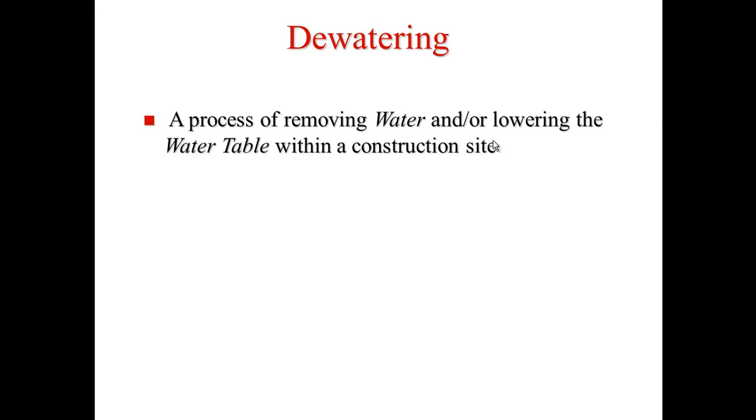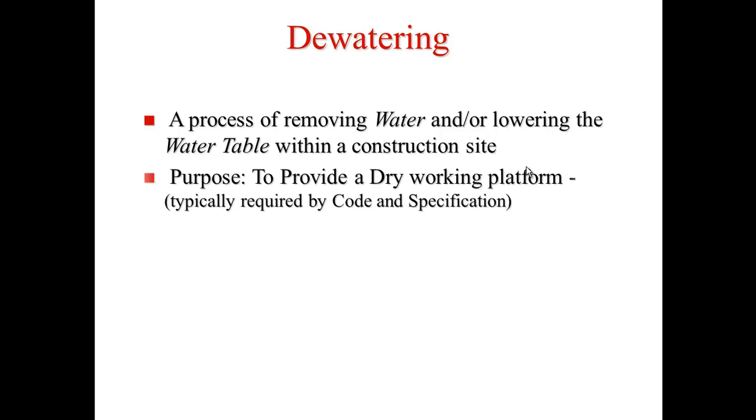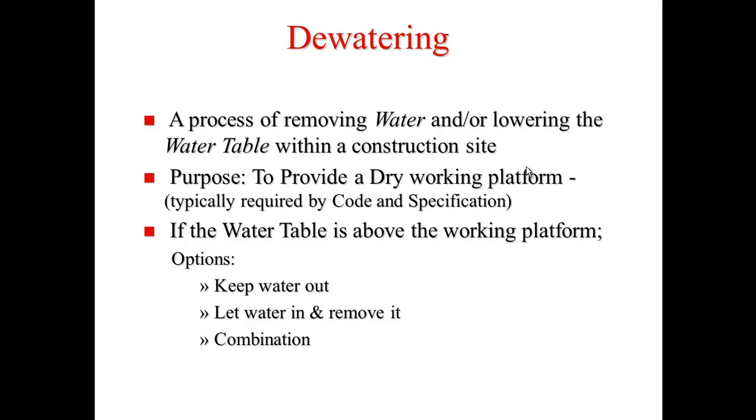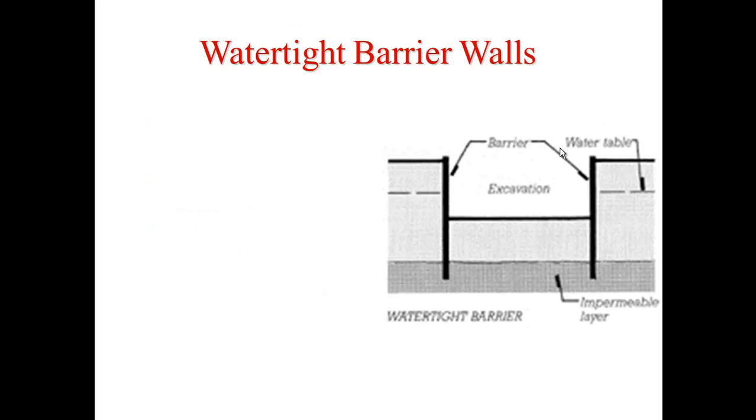Dewatering options. Dewatering is the process of removing water and or lowering the water table within the construction site. The purpose is to provide a dry working platform. If the water table is above the working platform, the options are to keep the water out, let the water in and remove it, or a combination of both. And in our area, most of the time we're into a combination of both, because water will find the path of least resistance just like anything else, and if there's a crack somewhere, it'll find it. A lot of times it just percolates up out of the ground.